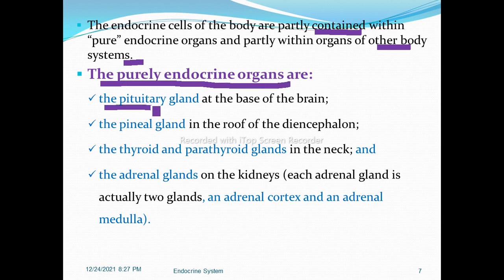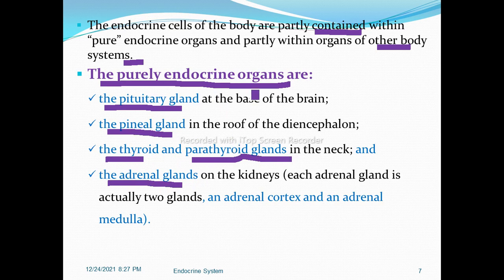The first one is the pituitary gland, the second is the pineal gland, the third is the thyroid gland, the fourth is the parathyroid gland, and the fifth is the adrenal gland. These glands are considered to be pure endocrine glands. The pituitary gland is found at the base of the brain, especially on the sphenoid bone, in the sella turcica. The sella turcica of the sphenoid bone is the place for the pituitary gland.